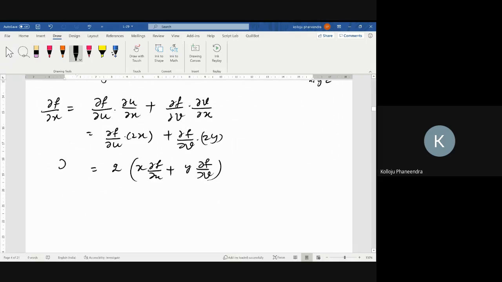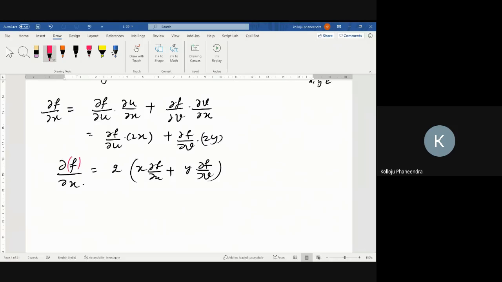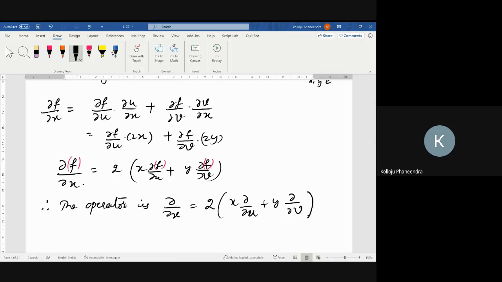∂f/∂x. Remember, here f is there, then here f, here f. Right? So I'm writing, therefore, the operator ∂/∂x is 2 into x ∂/∂u plus y ∂/∂v. That's it. If I put f here, you will get f here, f here.